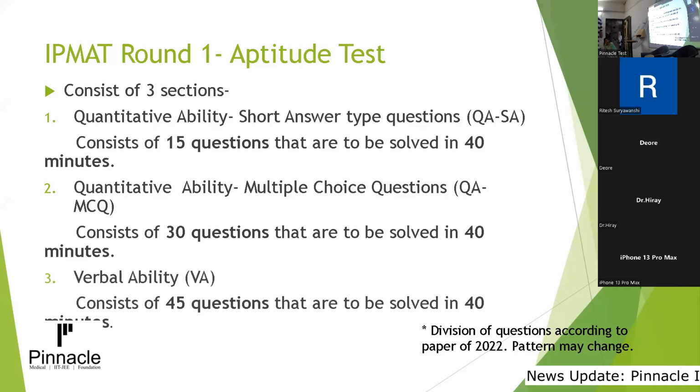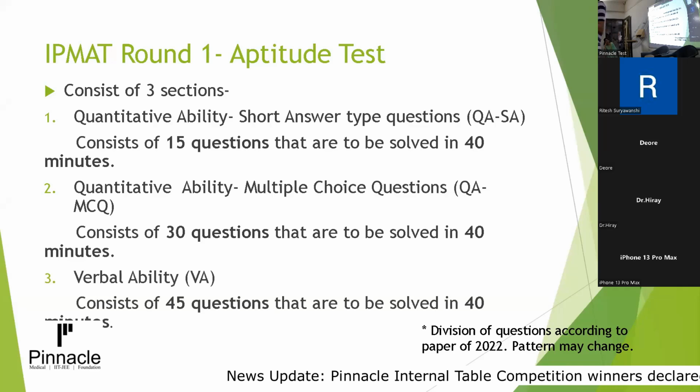Then you have verbal ability. Here you have to solve 45 questions in 40 minutes. Verbal ability is all about English. So the first two sections are about maths, and the other one is about English. There are various kinds of questions related to reading comprehension, vocab, sentence rearrangement and all.